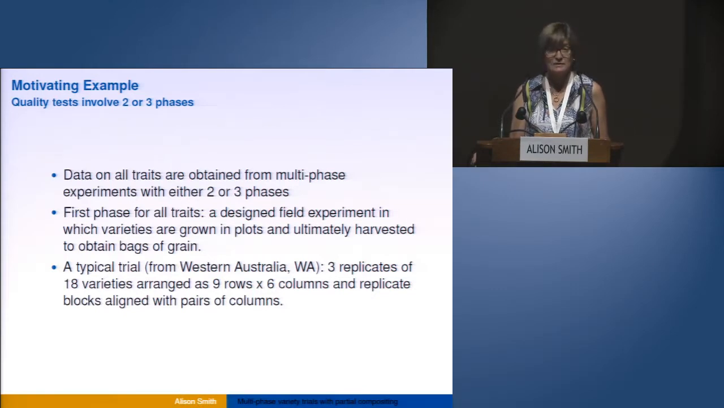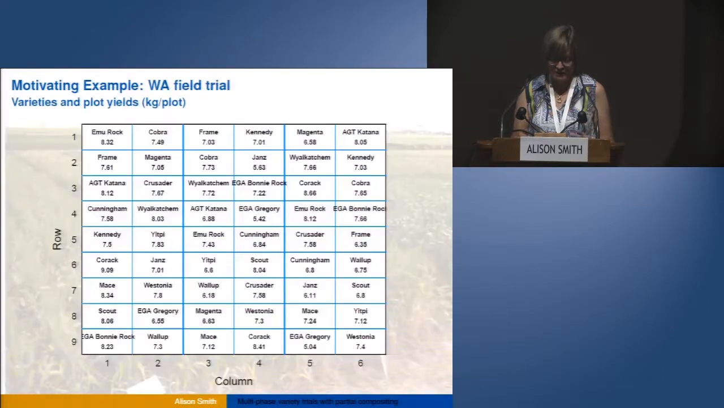And ultimately, those plots are harvested to give us the grain that goes on to be processed in the laboratory to obtain these traits. Just a quick look in this project, they're all relatively small trials because quality testing is very expensive, and once again, we'll talk about that later. The number of varieties only ranges from about 18 to 22. There are 3 replicates for each of the trials, and they're laid out in rectangular arrays of rows and columns.